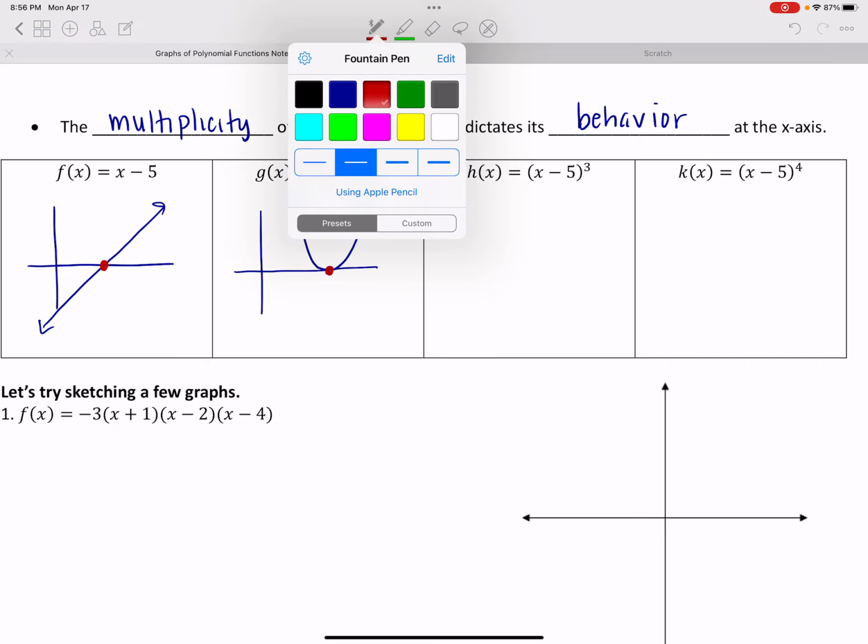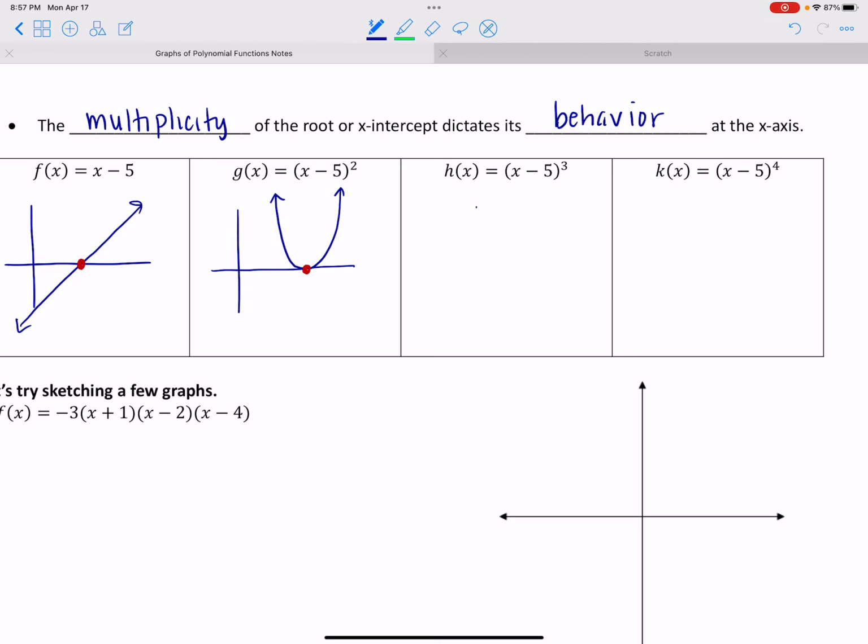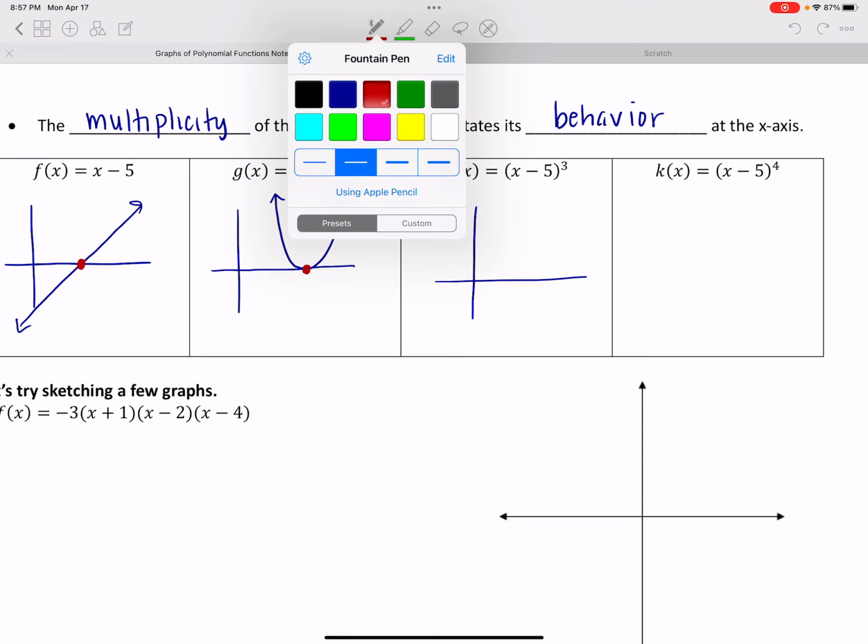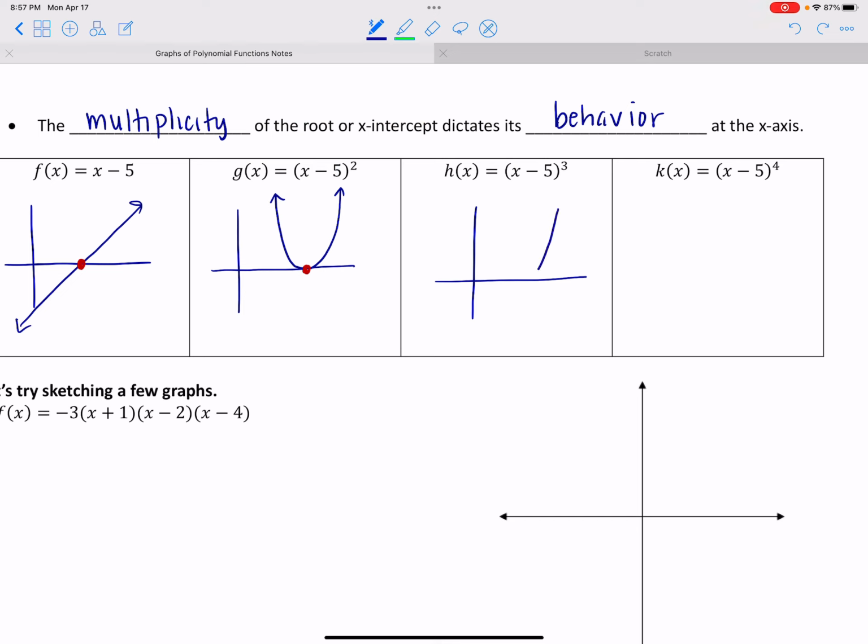And then in the next one, I have x minus 5 to the 3rd power. So if I shift my cubic function to the right 5, I'm going to have an inflection point at the root. So the x-intercept right here, again, it's cubic behavior.